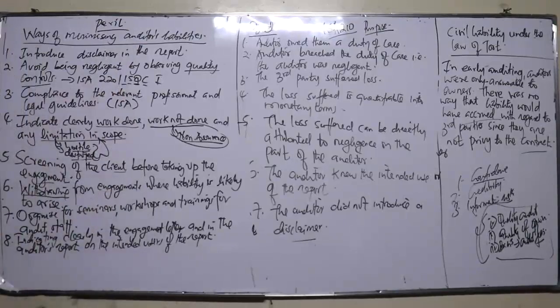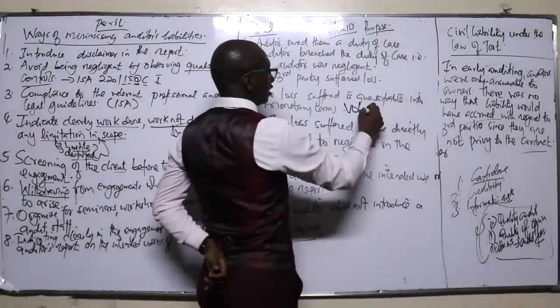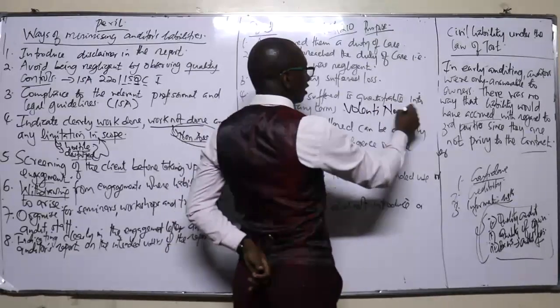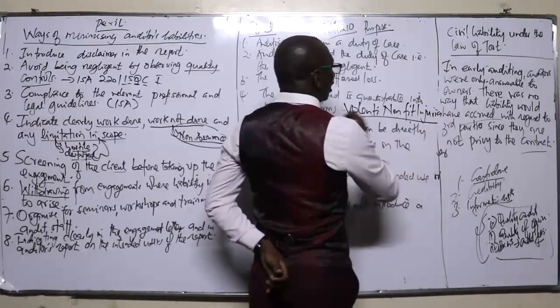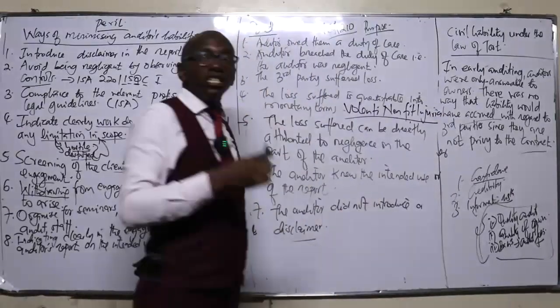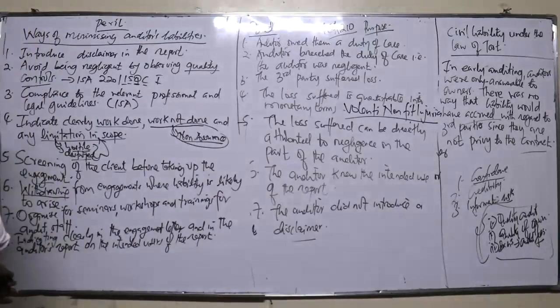Sometimes you call it volenti non fit injuria. This is voluntary assumption of risk. You know you are not the intended user, and then you go ahead to use the report. It is at your own risk.